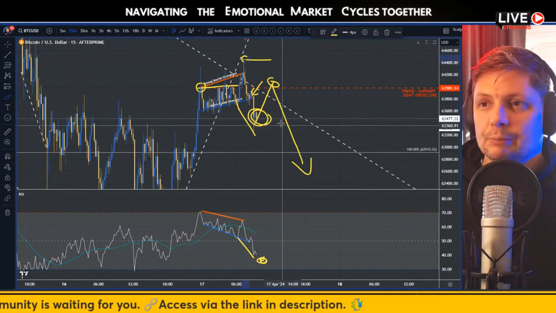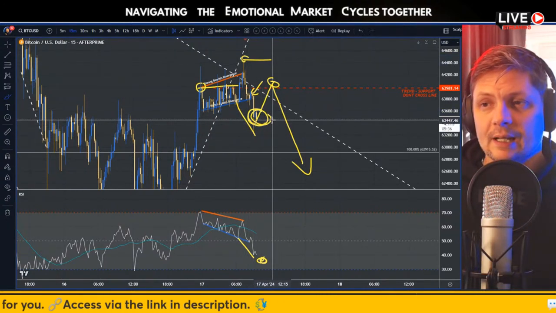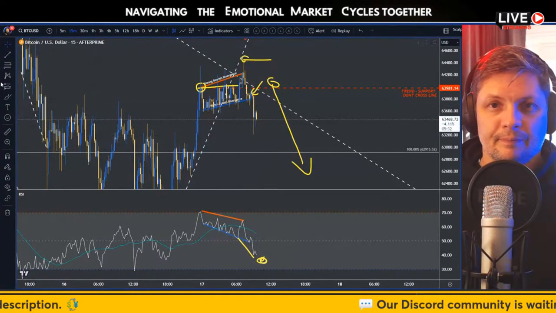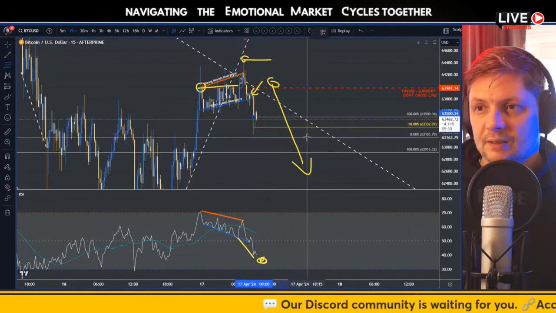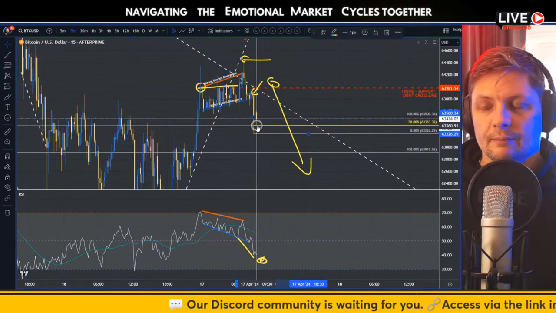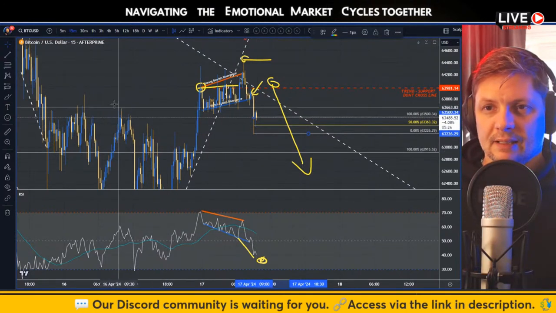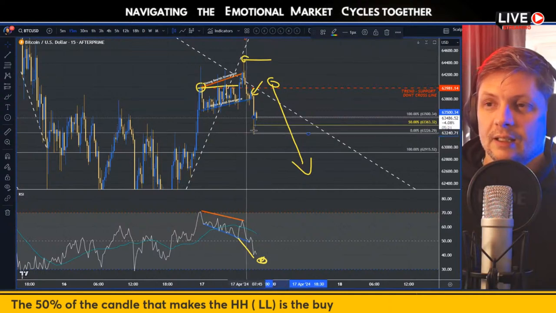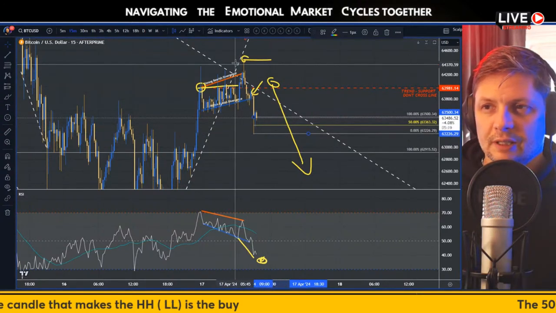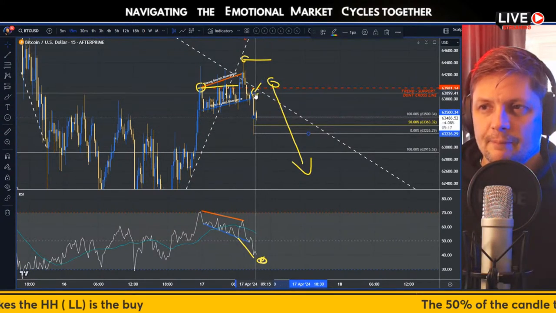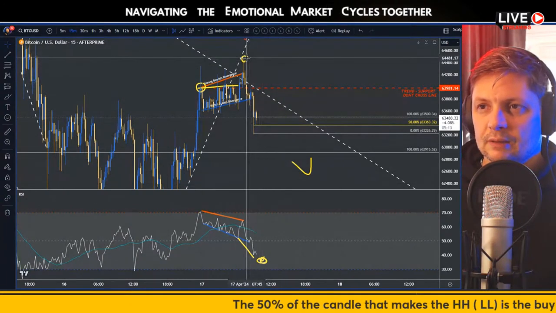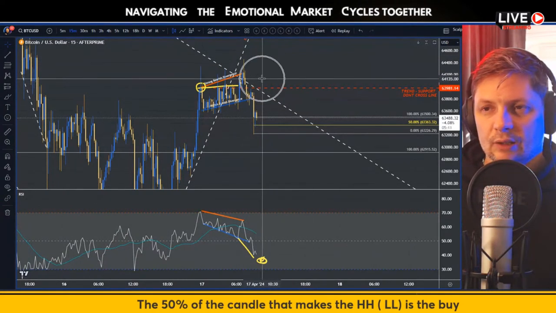Then our TP1 will be this point where it's at now. Why? Because there's a demand zone being created. There's an excuse for people to go long here. 50% of the candle that makes the higher high, that's the buy. There's an excuse for people to go long here. I don't want to take this one due to the nature that we're trending down, okay? And then once this happens, I want to hit the short there.